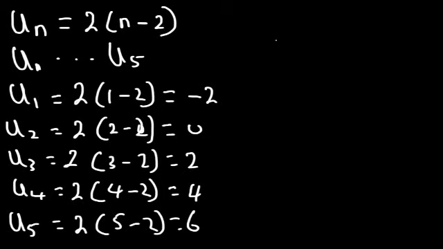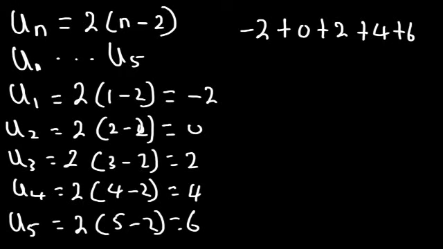So therefore the first 5 terms of a series formed by the general term 2 in a bracket of n minus 2 will be negative 2 plus 0 plus 2 plus 4 plus 6, since it is a series and we are not using commas. And this is the final solution. Hopefully you now understand the concept behind how to find the value of a certain term given a particular general term. Now let's consider more examples to develop our ability in this concept.